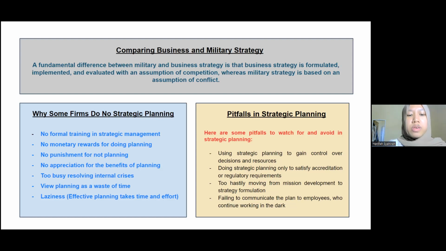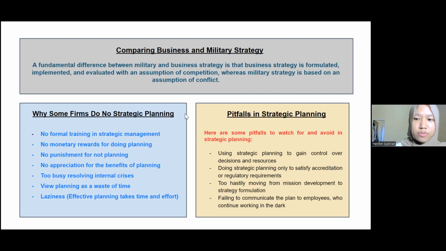And the fifth, too busy resolving the internal crises that happen in a company, so they don't really think strategic planning is important to implement, because there are a lot of internal crises. And the sixth, they view planning as a waste of time, because in planning we have to follow the three stages: formulating, implementing, and evaluating, and it takes a lot of time. And seventh is laziness, because laziness comes from the people themselves. And the next is the pitfalls in strategic planning.